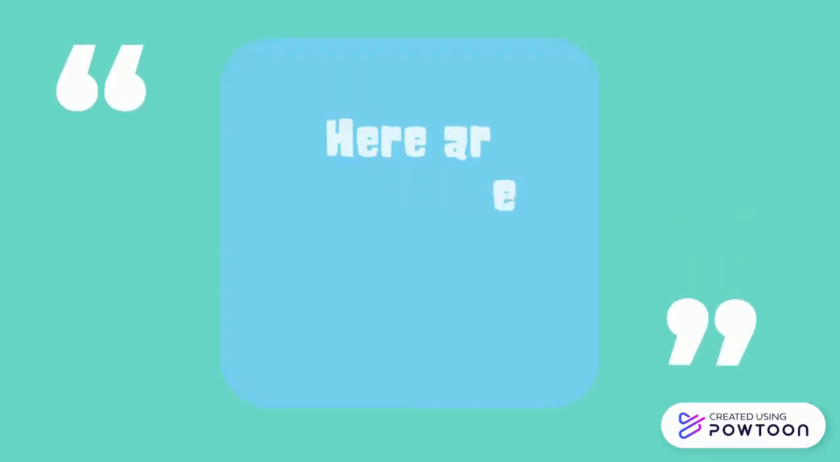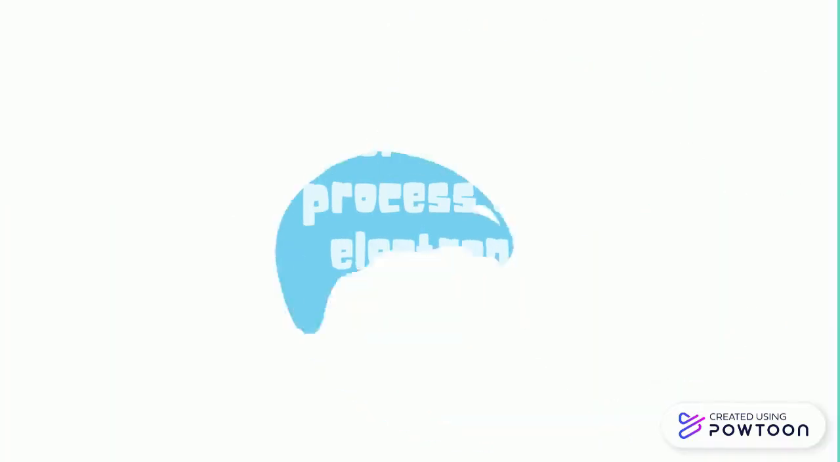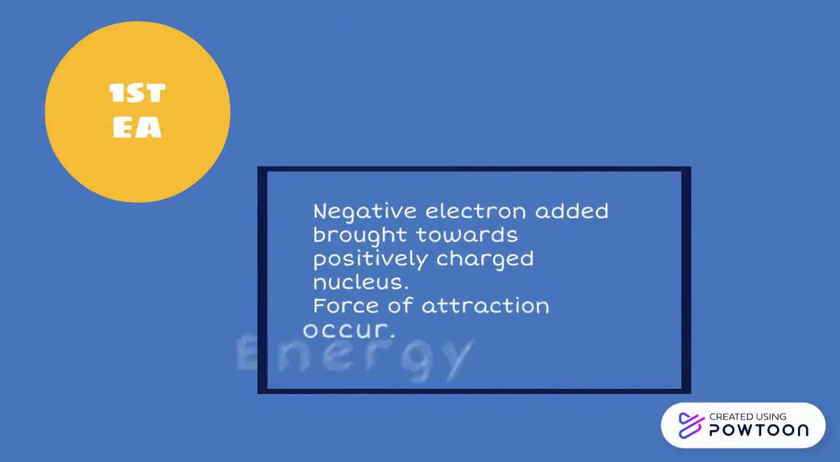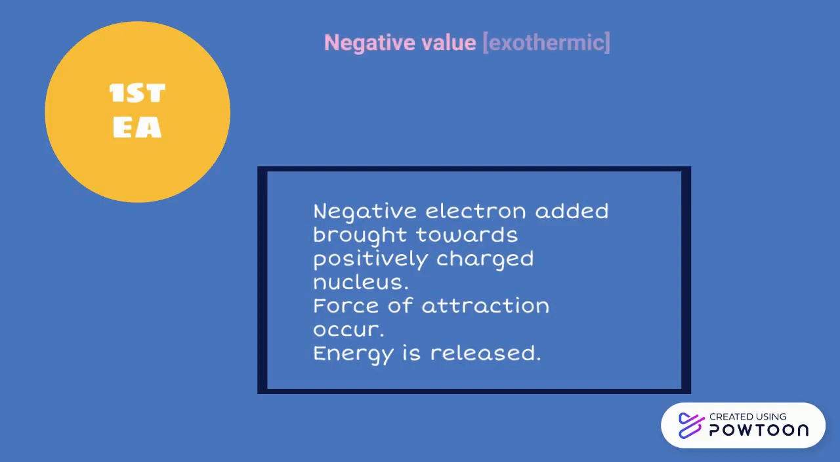So here is the process of electron affinity. What happens in the first electron affinity is a negative electron is added, brought towards the positively charged nucleus. Force of attraction occurs and energy is released. The first electron affinity has a negative value because it is formed from an exothermic process.